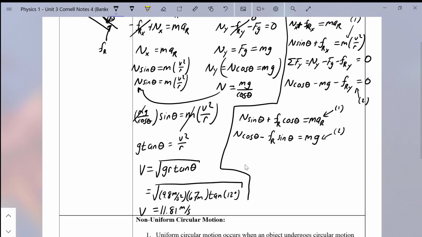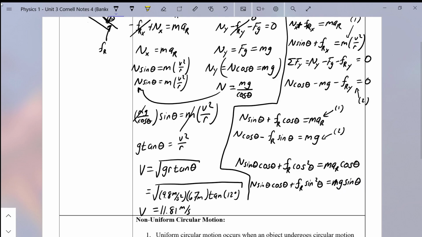So if I multiply equation 1 by cosine, I get n times sine theta times cos theta plus f sub r times cos squared theta is equal to m a sub r times cosine theta. Same thing, or a similar thing, with equation 2. I get n sine theta cosine theta plus f sub r sine squared theta is equal to mg sine theta.